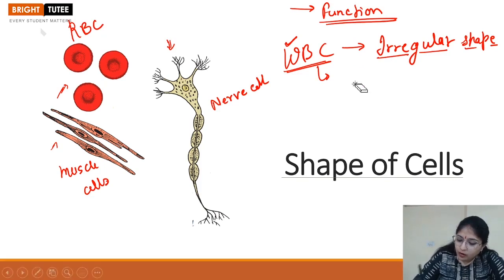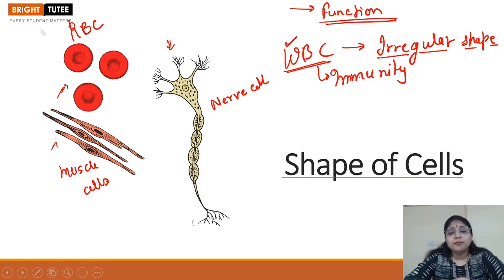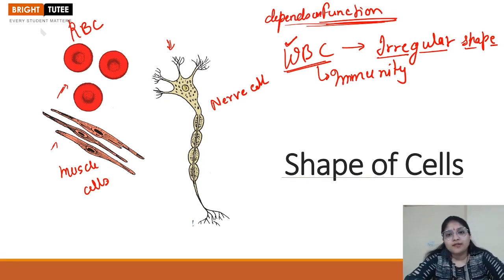Now, when we talk about other cells in our body, there are hundreds and thousands and billions of cells in our body, and each cell has a different shape. Now, again, like I said, why do they have different shapes? It depends on the function of the cell, right? What kind of function does the cell perform? Accordingly, the shape of the cell is determined.